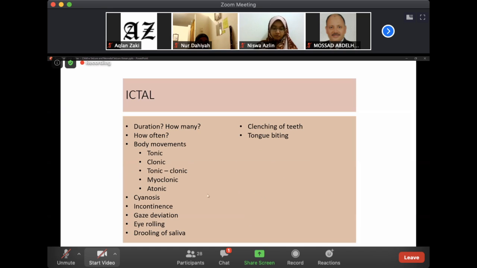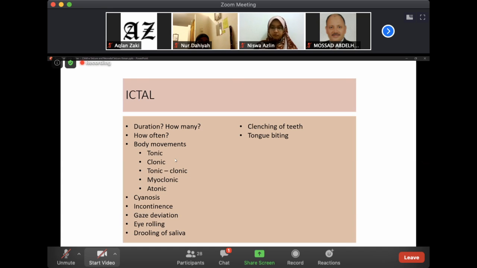Then during the seizure, ask anyone that sees the patient how long the episode occurs, how many times it occurs, and whether it has ever occurred before. Ask for the body movement. How does the patient move? How does the body move? And it's better to ask if there is any video recording of the episode.